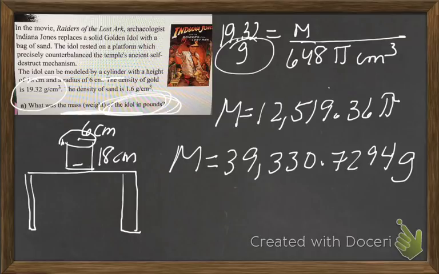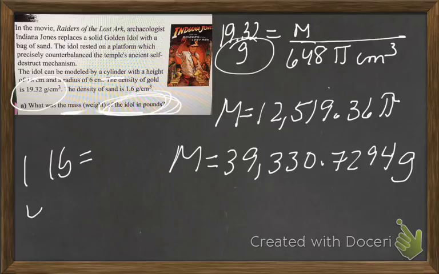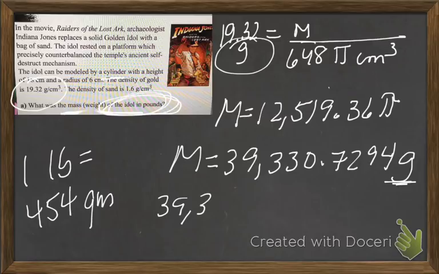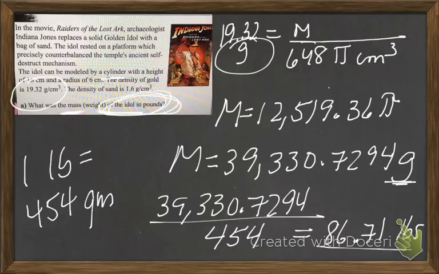So if you remember from the last problem, we said that 1 pound equals 454 grams. So since this is in grams, we're going to take this number. Notice I'm not rounding too soon, and I'm dividing by 454 to see how many pounds this would be. And I will get 86.71 pounds. And that was the answer.